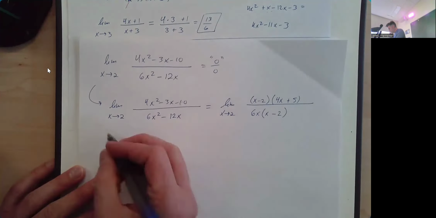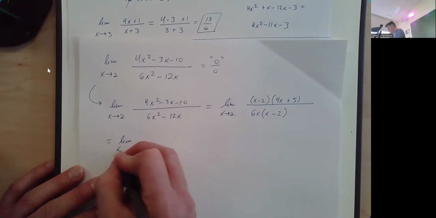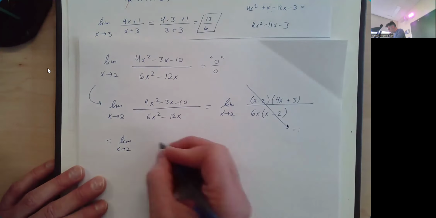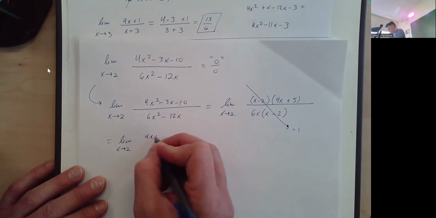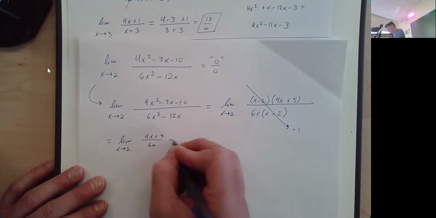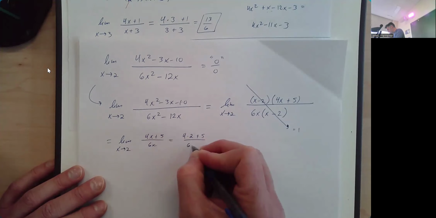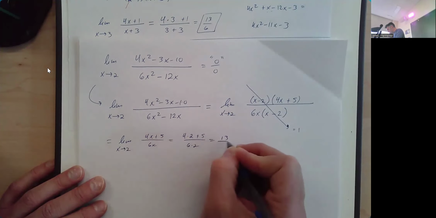All right. Simplify. x minus 2 divided by x minus 2 is equal to 1. So I have the limit as x approaches 2 of 4x plus 5 over 6x. Plug in the 2 and get 4 times 2 plus 5 over 6 times 2, which is 13 over 12.